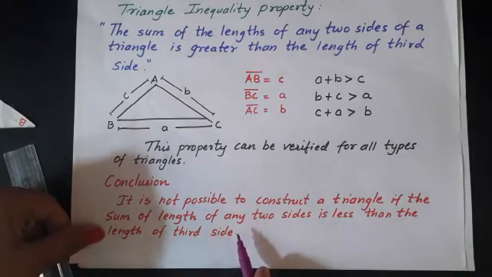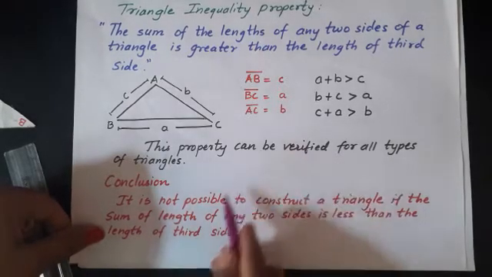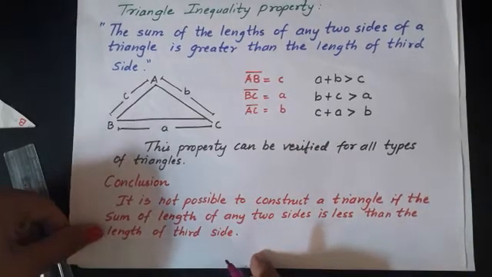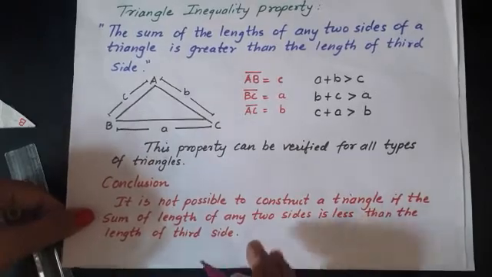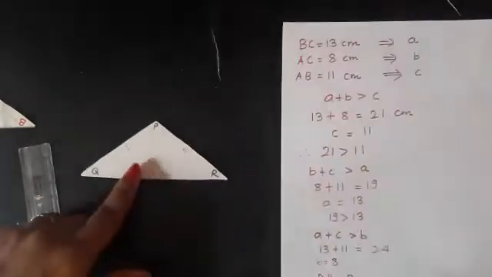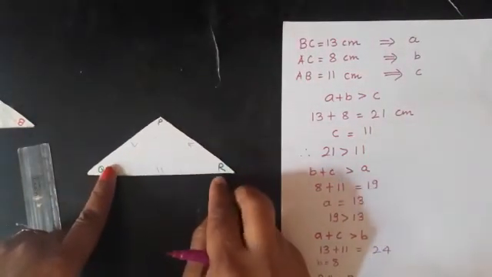If that sum is not greater but less, then with that measurement we cannot construct the triangle. That is the conclusion. So we'll take one more question. We'll take one more example, one more triangle to verify the property.